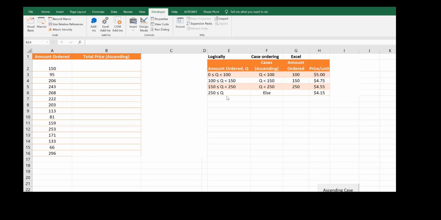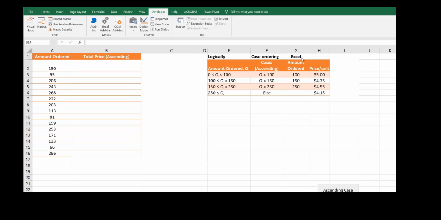this information is just a logical representation. When I was discussing the logic behind it, I talked about how to order these different cases. So we would have Q less than 100, and once we've covered that case, then we need to check for all the Qs less than 150, followed by checking for any orders less than 250, and then finally everything else, all orders that are 250 or greater.